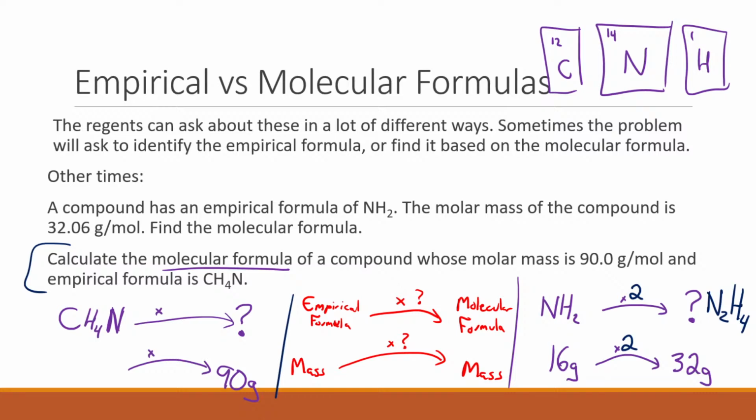When we take a look at this, the only problem left on the page, our first step is going to be to find our missing piece of information. CH4N has a mass, and we're going to find that mass by taking 12 plus 4 plus 14 to give us 30 grams.